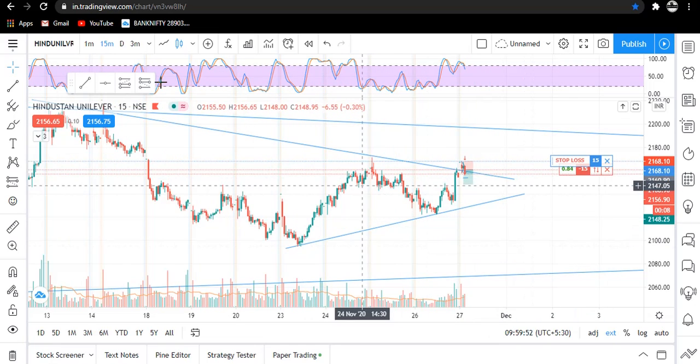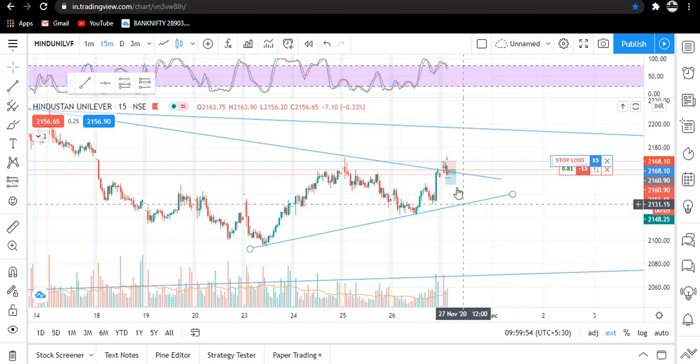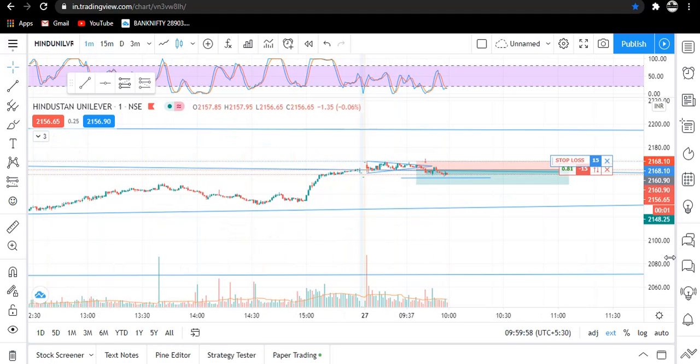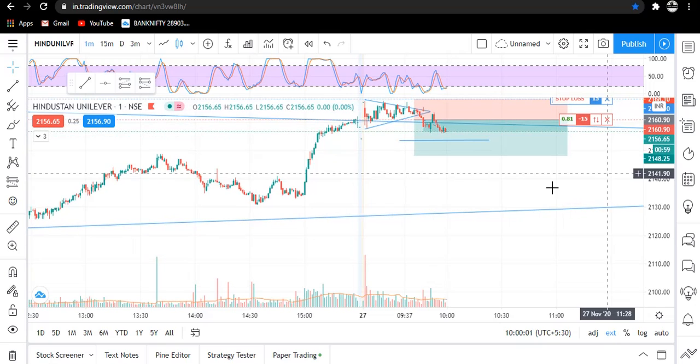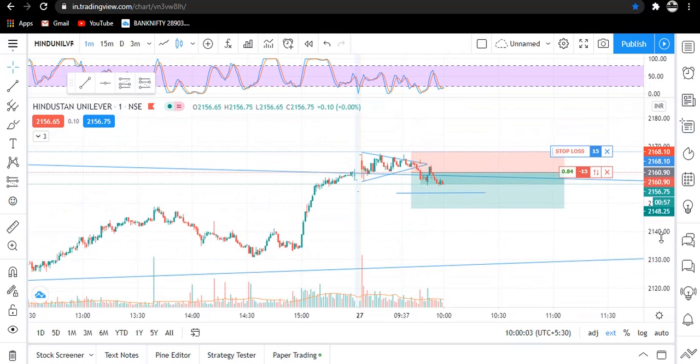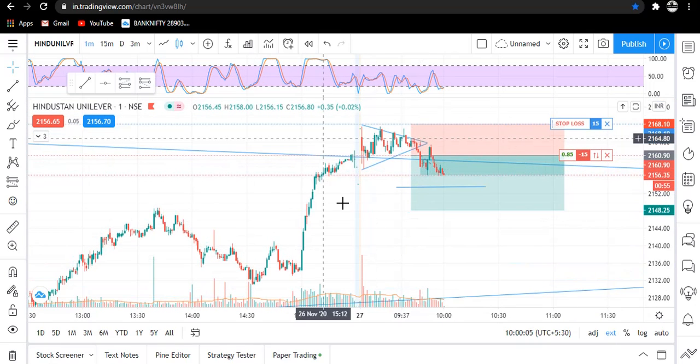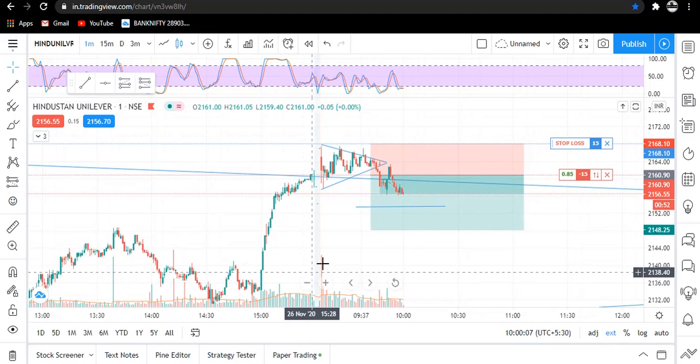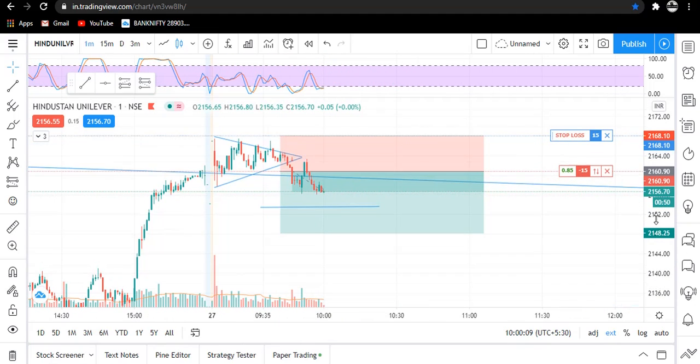spending time in the morning. So what we think is that the price is going to go down, and also in the 1 minute time frame it gave the breakdown of this triangle pattern. So we are here and we have entered into the trade.